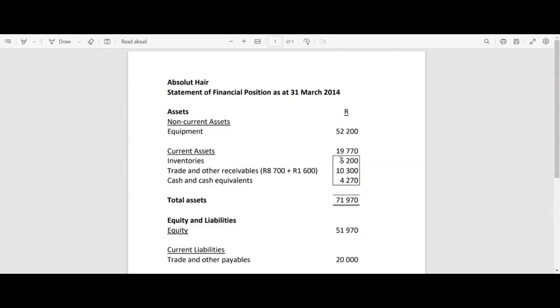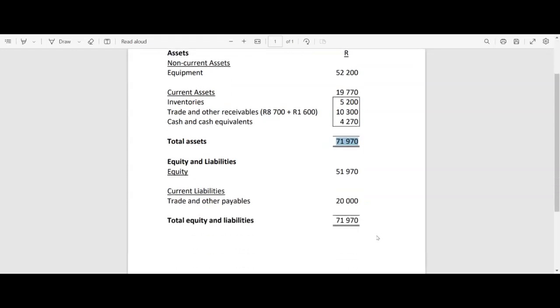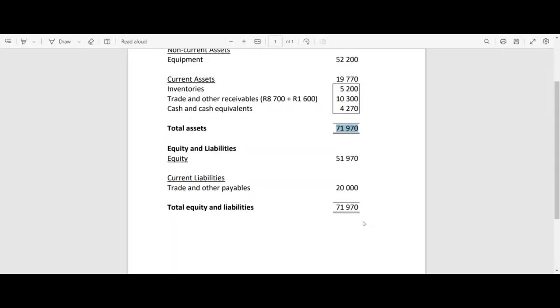We add up all our current assets, ladies and gentlemen, all those 4 items, and we see that our total current assets come to 19,770 rand at the end of this first month of business. And then we add that figure plus our non-current assets, and it gives us a figure for our total assets at the end of the month of 71,970.